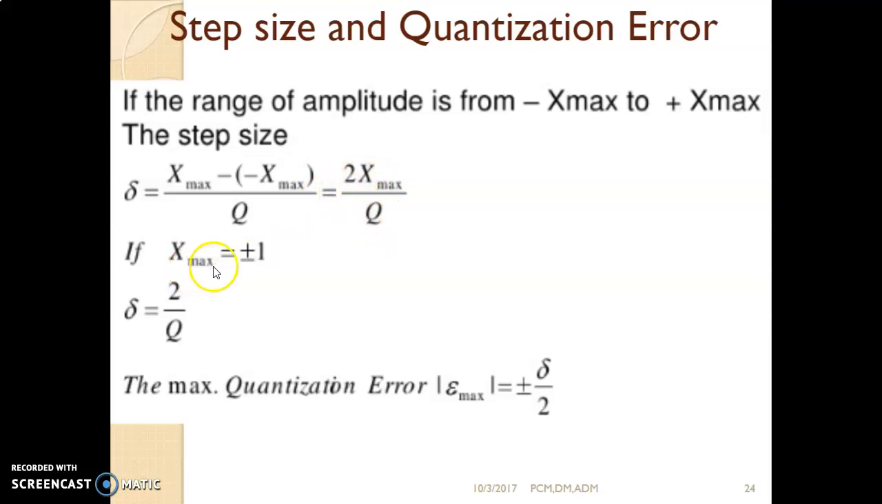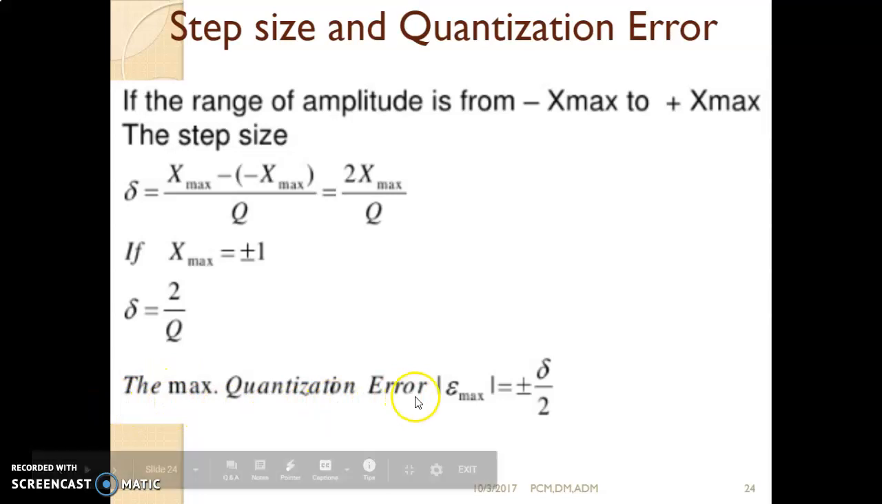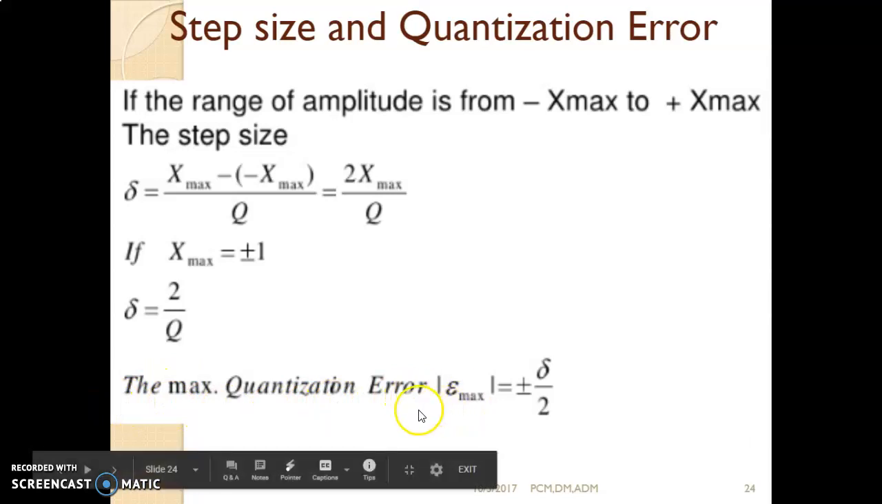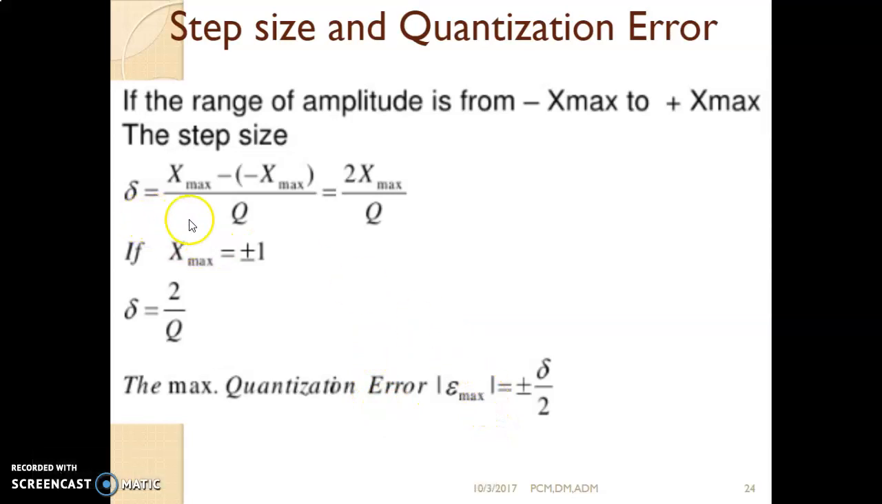If our x max is equal to plus or minus 1, then our delta, which is nothing but our step size, will be equal to 2 by Q. The maximum quantization error epsilon max which can be allowed is plus or minus step size by 2. This is the maximum quantization error. So the step size can be calculated from the range, which means positive maximum value minus negative maximum value, divided by the number of quantization levels.